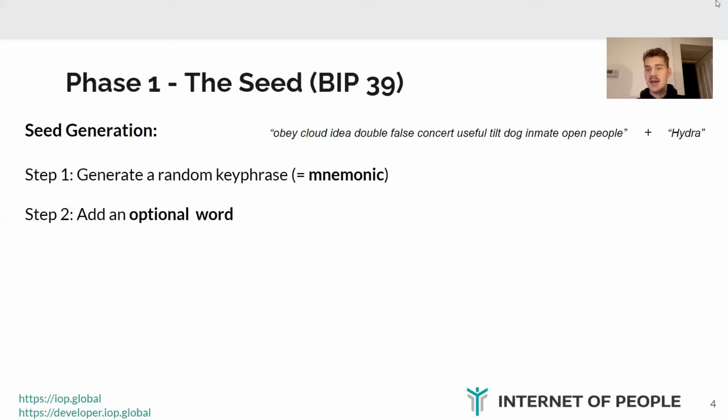Secondly, you also have something which is called plausible deniability. Since this word can be optional, it could be anything, and it would still resolve to a valid vault. What you could do now is create two vaults: a fake vault and a real vault. And once they ask you to give you your vault, you just give them your mnemonic and the fake optional word.